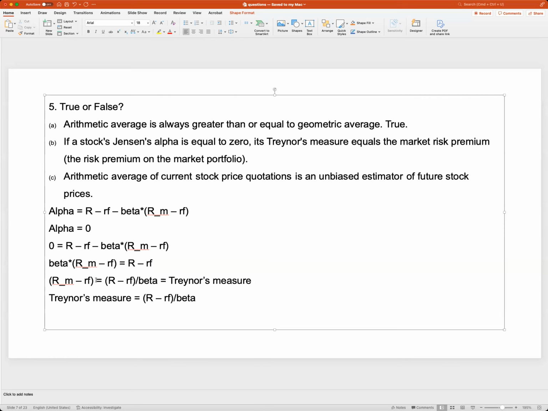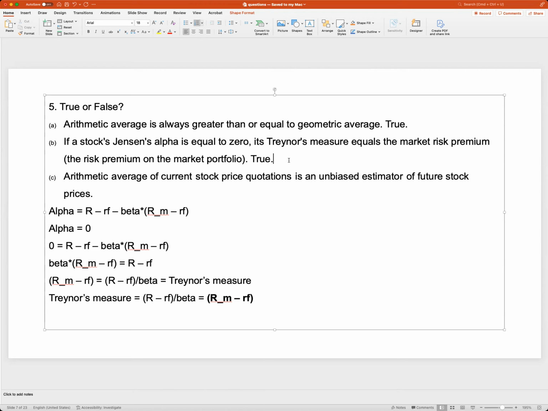So Treynor's measure equals this term, which is market return minus risk-free rate. So this is the market risk premium, or the risk premium on the market portfolio. Therefore, the statement in question B is also a true statement.